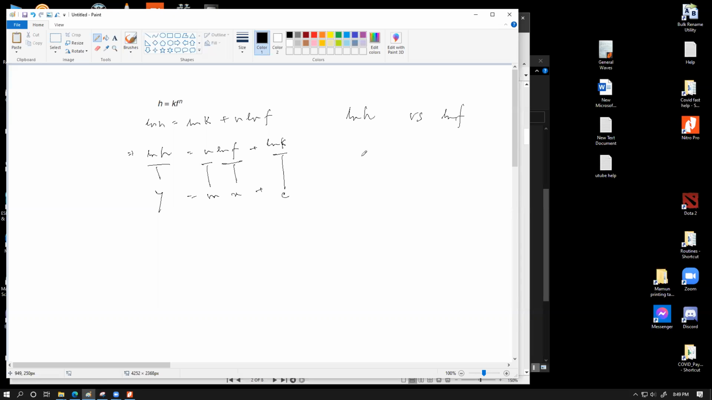From the graph, y-intercept equals ln k. Therefore, k equals e to the power y-intercept.